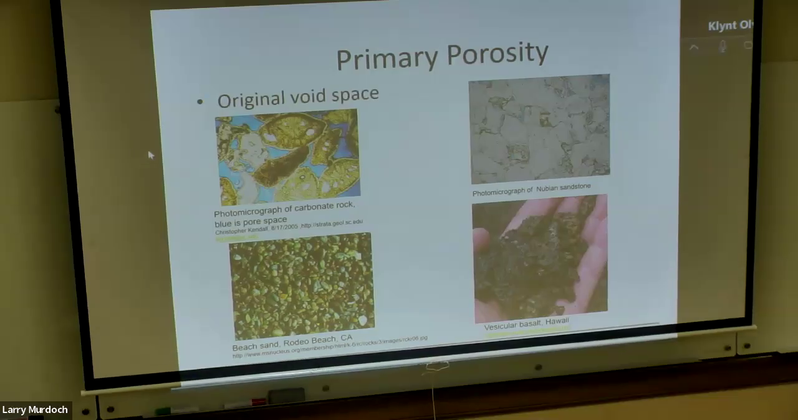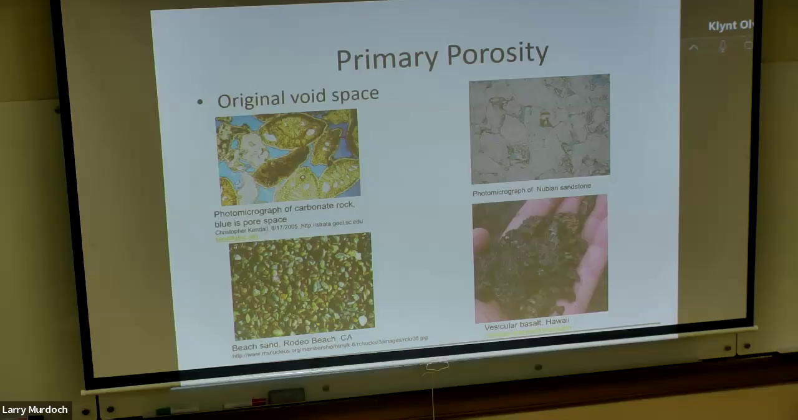So here's some examples of what's called primary porosity. These are pore spaces that are created when the rock is formed. And so here's this photomicrograph of carbonate rock. So these are former calcite forming organisms that are now fossils, and the blue is the pore space.